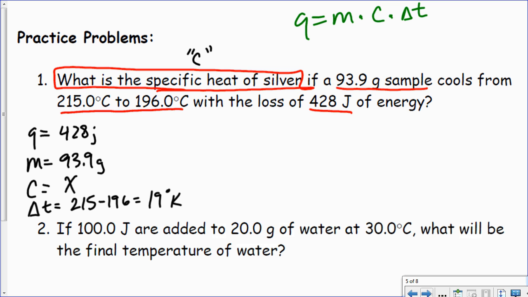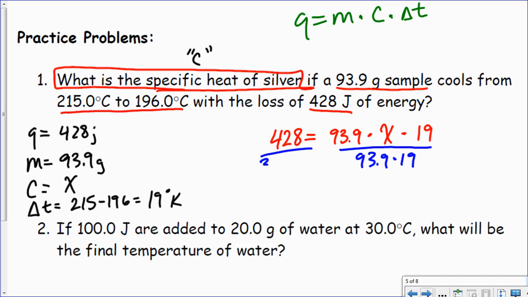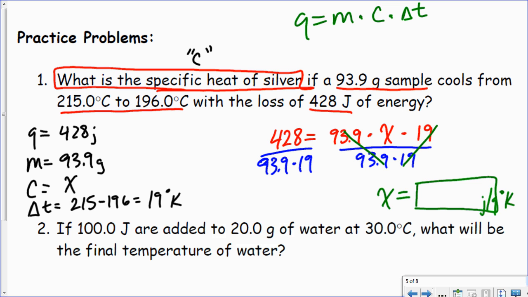So we go ahead and plug into the original equation. 428 equals 93.9 times X times 19. To solve for X in this case, you're isolating X by itself on one side of the equal sign, which means you're going to have to divide by 93.9 times 19 on both sides. That is some basic algebra there. They cancel out on that side, leaving you with X equals a value, and the units will be joules per gram degree Kelvin, because those are the units for specific heat capacity.